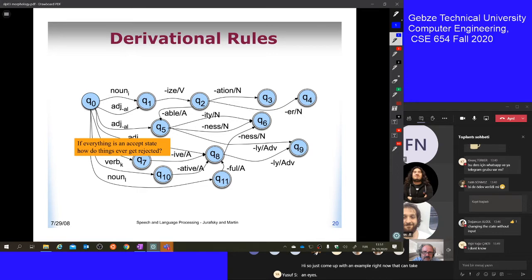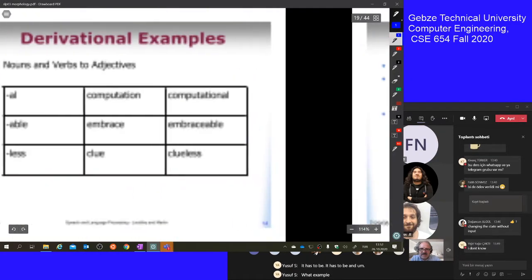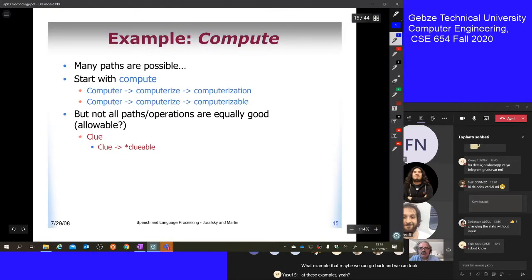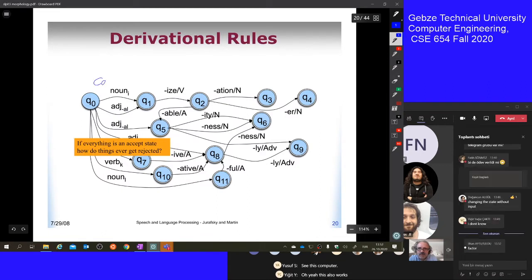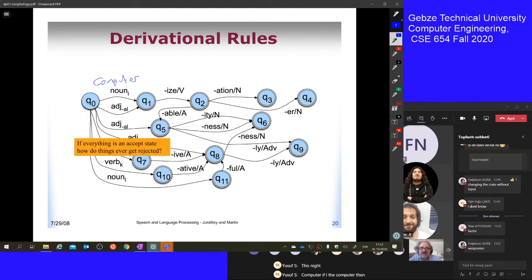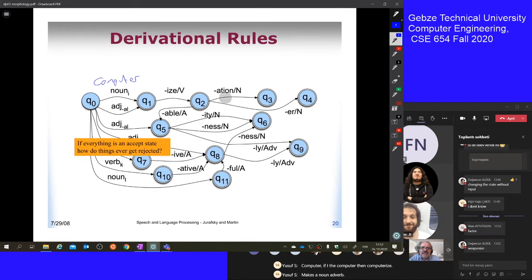Plagiarize. It has to be a noun. For example, maybe we can go back and look at these examples. See this computer? Yeah, that also works. Computerize. If I say computer, then computerize makes a noun a verb. Then computerization makes it another noun. It was a noun, now it's a verb. Computerize. Computerization is another noun.